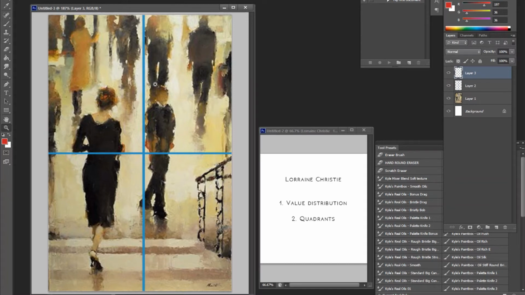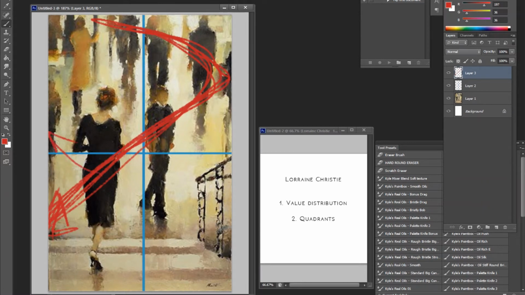Now, we have to look into value distribution as well. One thing I didn't mention with Pascal's work is, in Lorraine's case, not only are the values distributed properly through the quadrants, we are also getting a movement of values. Because this piece is predominantly taken over by the lights, the shadows will naturally get attention, and our eyes are drawn into the clothing, the dark clothing of all these characters.